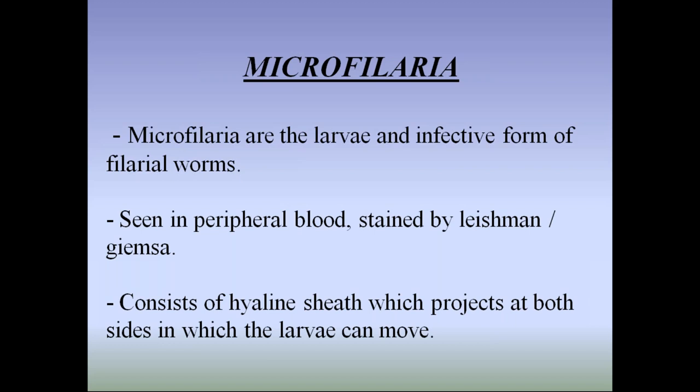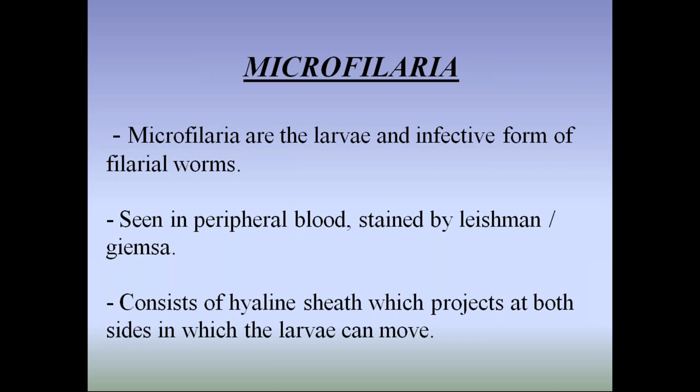Suppose you stain with Leishman or Giemsa, we can identify the larval forms. It consists of a hyaline sheath, present at both sides, in which the larva can move. Before discussing the larval forms, we have to know the adult worm of Wuchereria bancrofti. What is the adult worm?